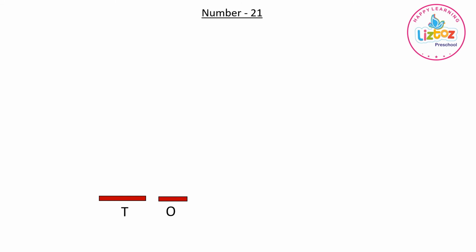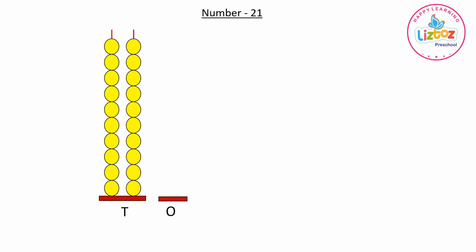Now children, in tens place, how many groups are there? How many tens groups are there? 1, 2. In ones place, 1. So 20 and 1. 2, 1, 21.